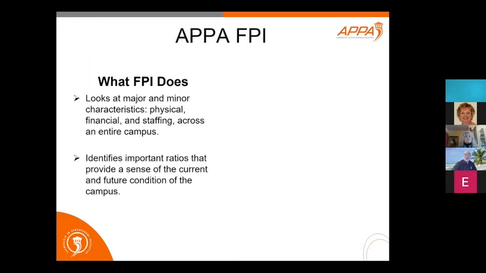The APPA FPI is a great way to keep track of major and some minor characteristics about your campus, your entire campus. The financial information that you have, the staffing information, and physical information about the condition of the campus overall. And it takes advantage of important ratios and helps provide you with a sense of current and potentially future conditions on the campus.